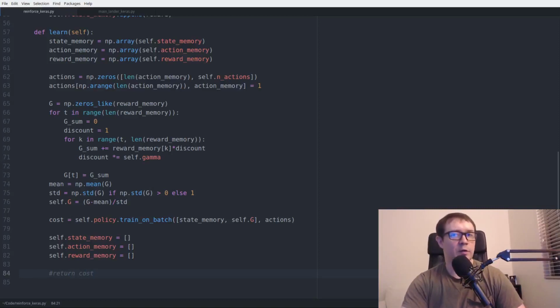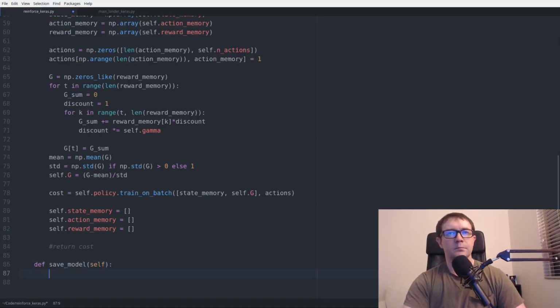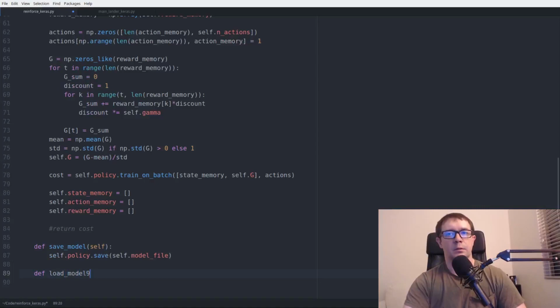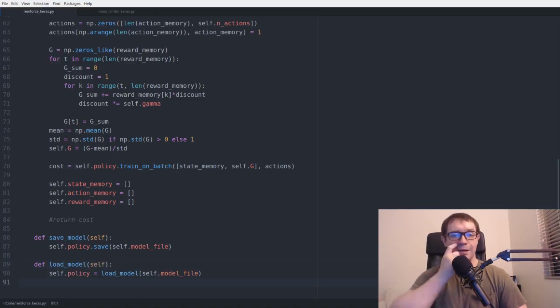If you want to plot the cost over time, if you're into that kind of thing, you can do that. Next, we have a save model: self.policy.save, self.model file. Def load model, and self.policy equals load model, self.model file. Of course, I'm looking at it and the colors are all wrong. I wonder what I did wrong. I added in an extra 9.